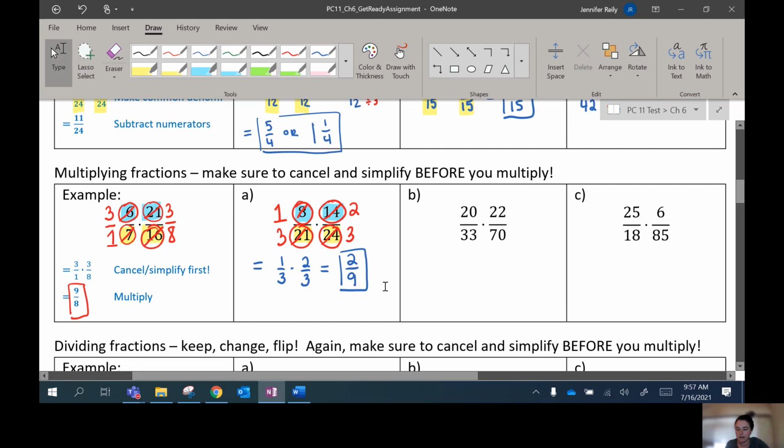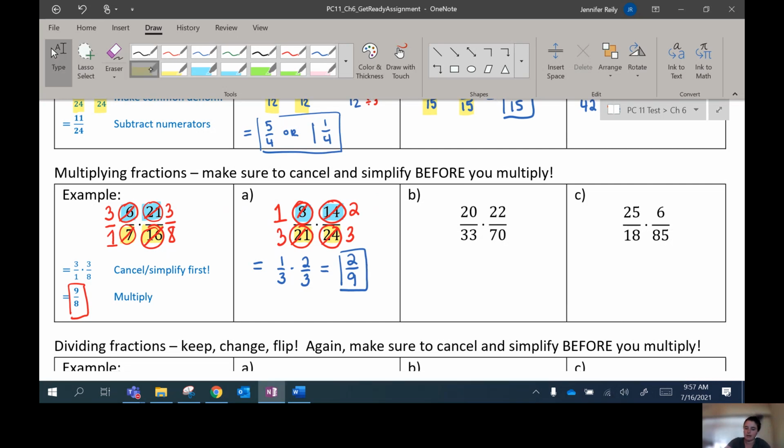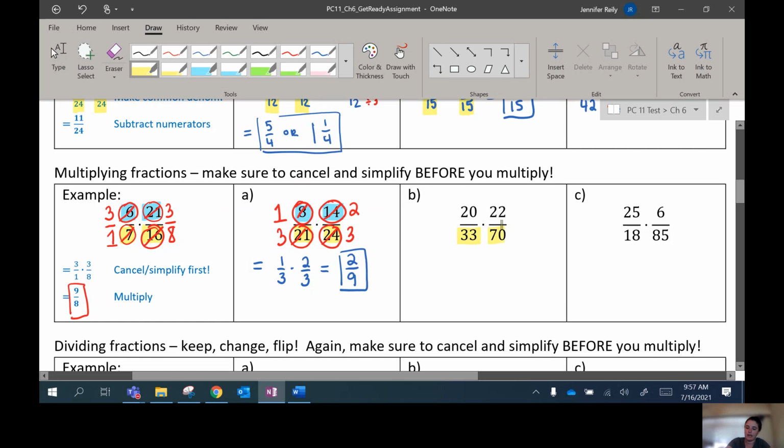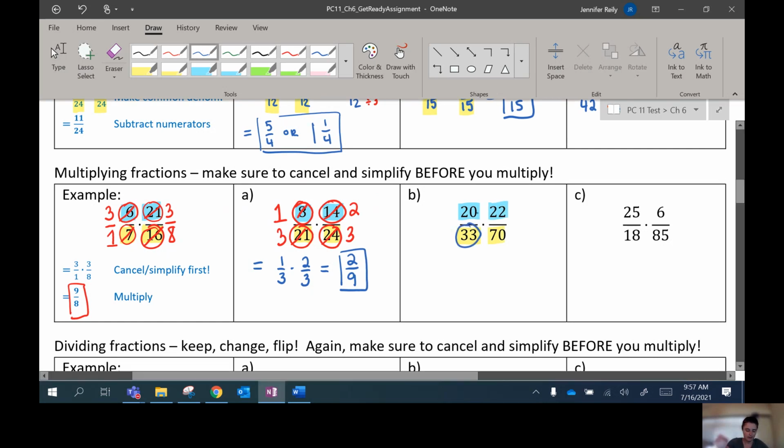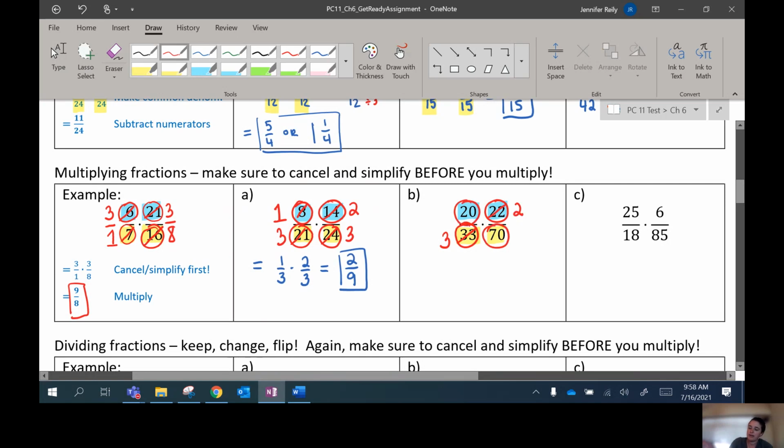Okay, let's do the next one. So anything in the top can be canceled with anything in the denominator. 33, oops, I'm using the wrong color here. 33 and 22, those are both double numbers, so that means they can be divided by 11. So that would be 3 and 2. 20 and 70, they both end in 0, so they can be divided by 10. So now this becomes a lot simpler. It's simply 2/3 times 2 over 7. That would be 4 over 21.